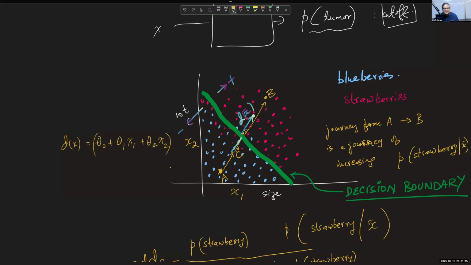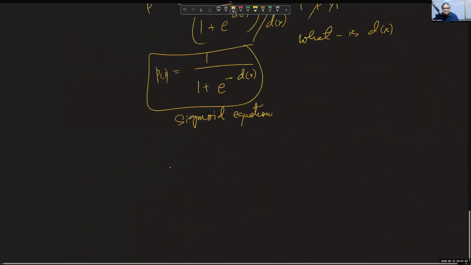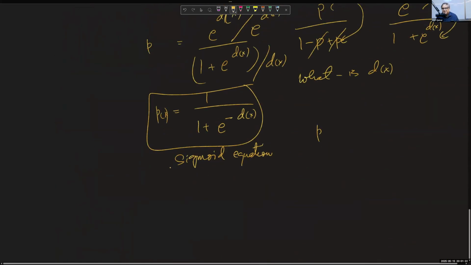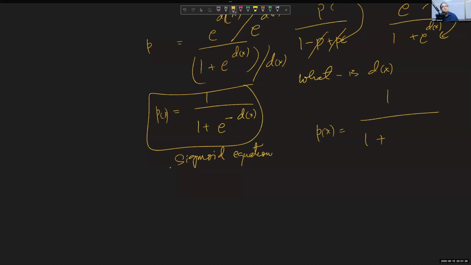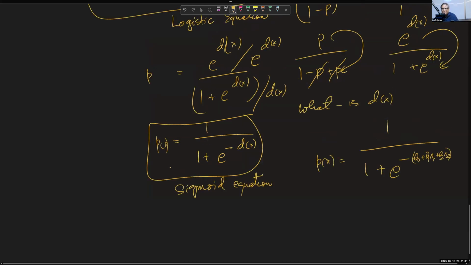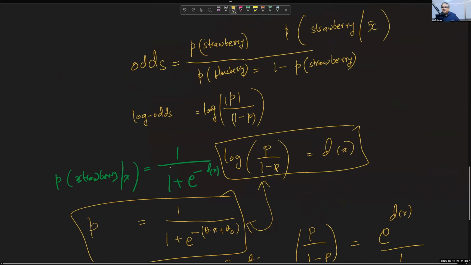The moment you realize that that is the distance from a decision boundary, you immediately see the famous equation with which most books on machine learning start, which is that the probability that it's a strawberry, given the input, is 1 over 1 plus e to the minus (theta naught plus theta 1 x1 plus theta 2 x2), in this particular example. So let's go through it a little bit more and see if it all made sense or not.